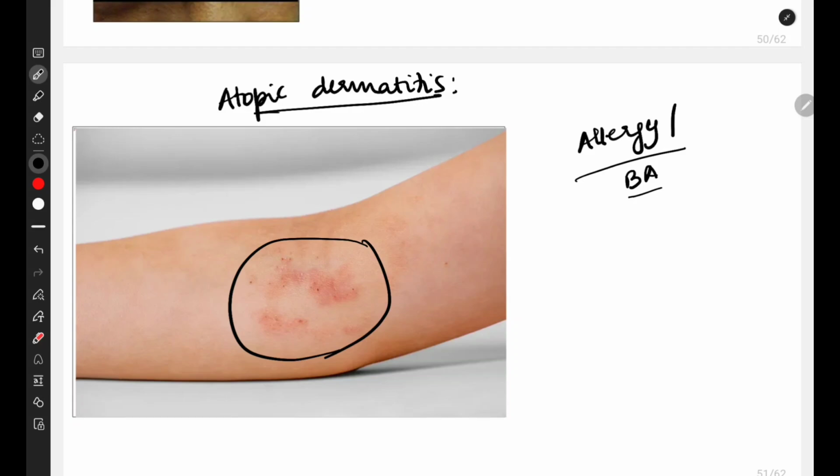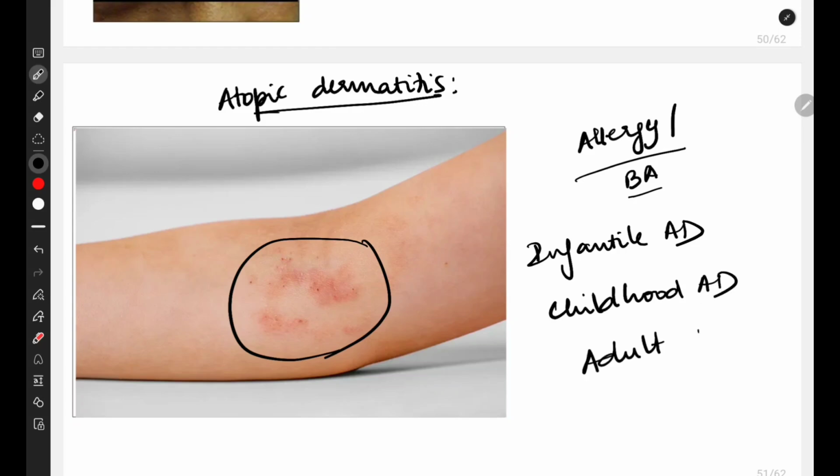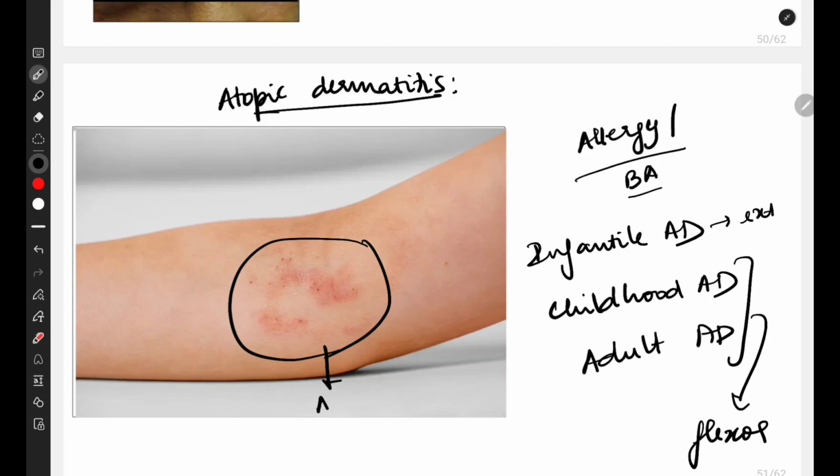There are three types of atopic dermatitis, starting from infantile AD, then childhood AD, then adult AD. Infantile AD will involve the face and extensor surfaces. The other two will involve flexor surfaces. As you can see, this involves flexor surfaces like the anterior cubital fossa.